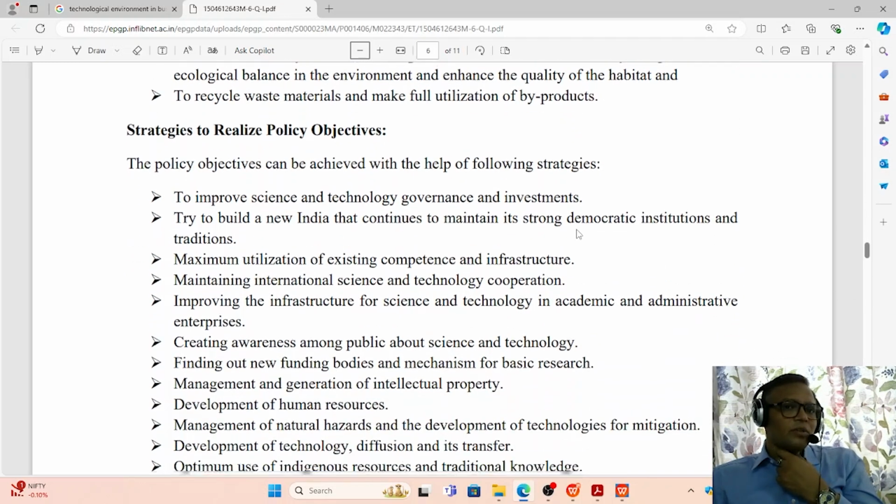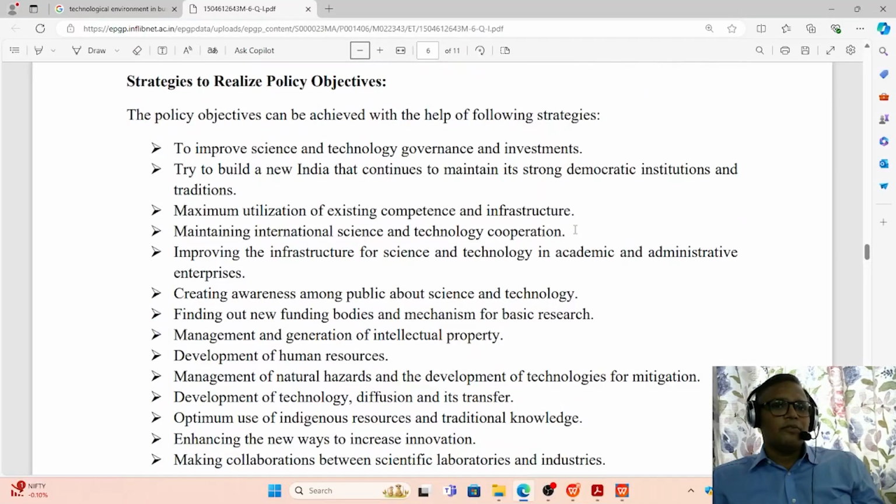Thus, the strategies to realize the policy objectives. The policy objectives can be achieved with the help of the following strategies. First is to improve the science and technology governance and the investments. Second is to try to build the new India that continues to maintain its strong democratic institutions and traditions. Third is the maximum utilization of the existing competence and the infrastructure. Fourth is to maintain the international science and technological cooperation. Further is improving the infrastructure for science and technology in academic and administrative enterprises.